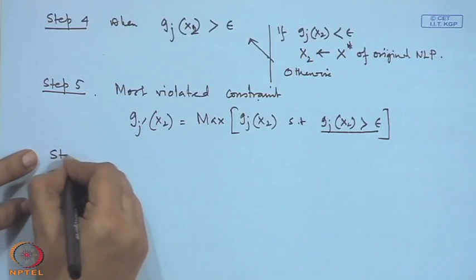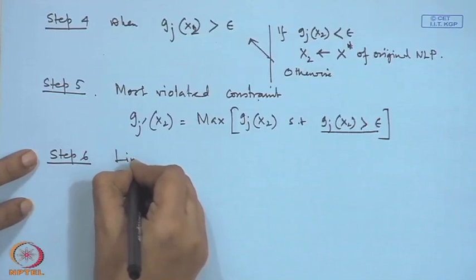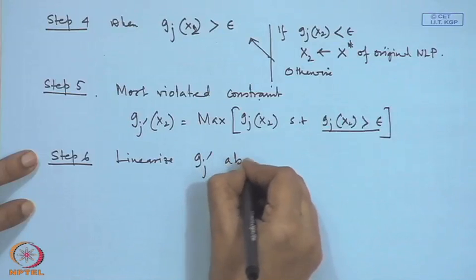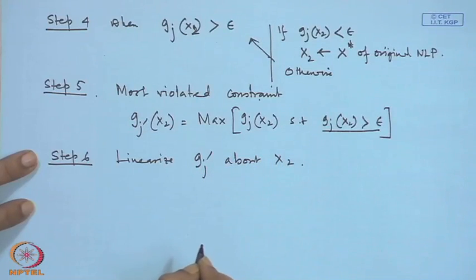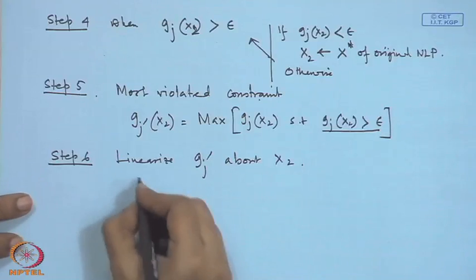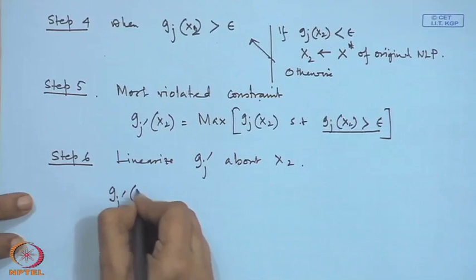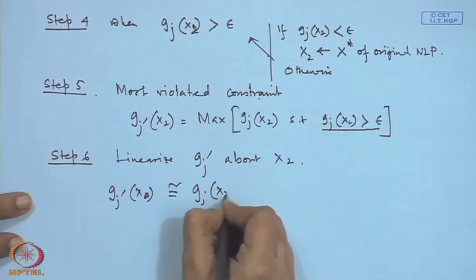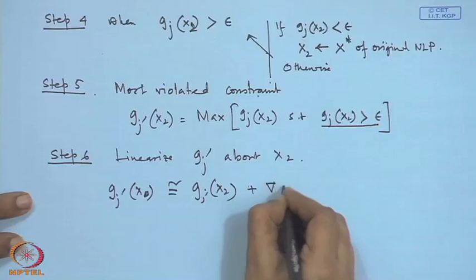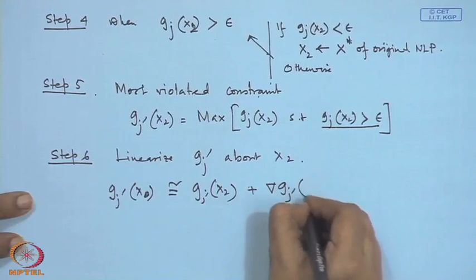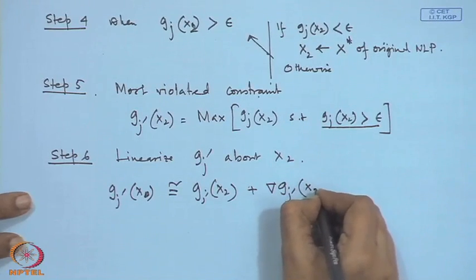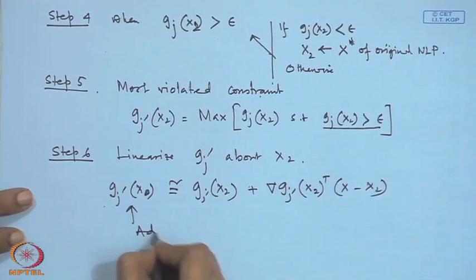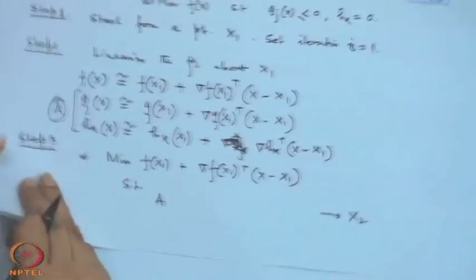Once we are getting that, in the next step we will linearize the corresponding Gj(x prime) about x2. That means we will get another linear constraint. Thus, Gj(x prime) would be approximately equal to Gj(x2 prime) plus grad of Gj prime at x2 times x minus x2, and we will add this constraint in the previous linear programming problem.